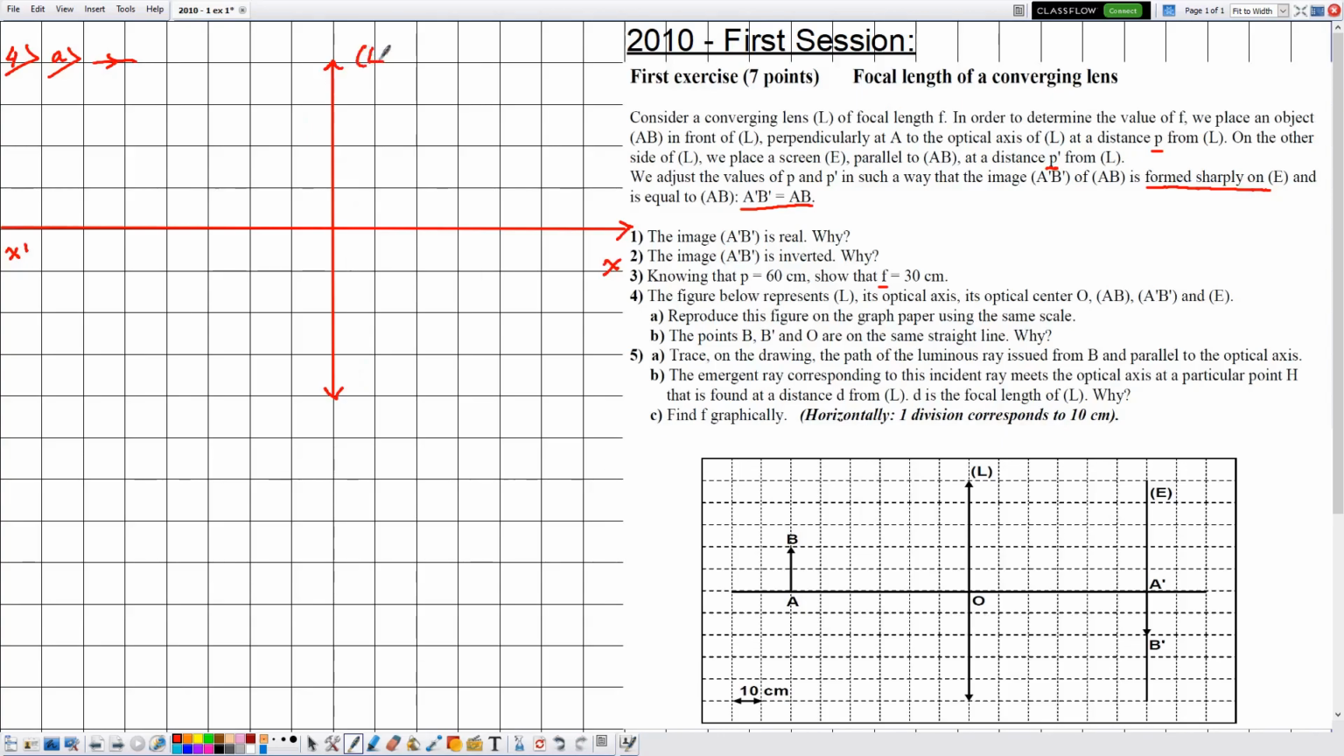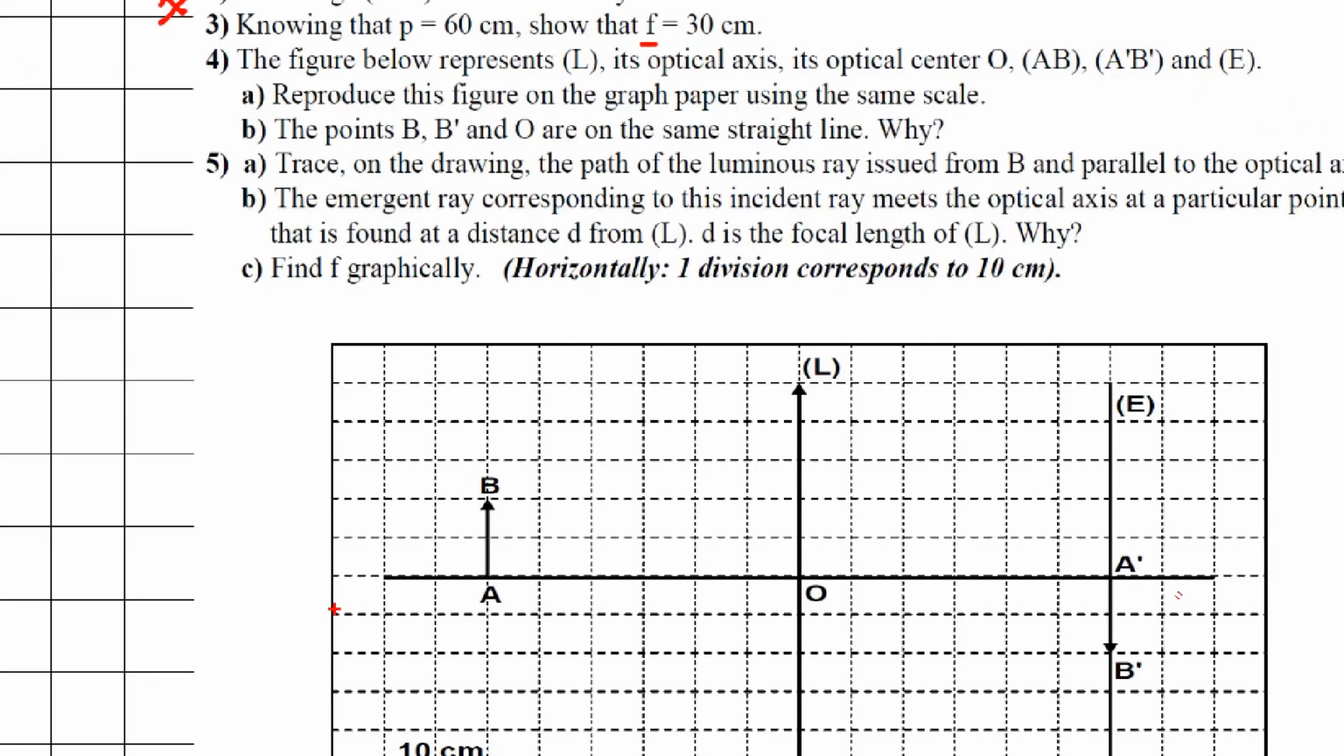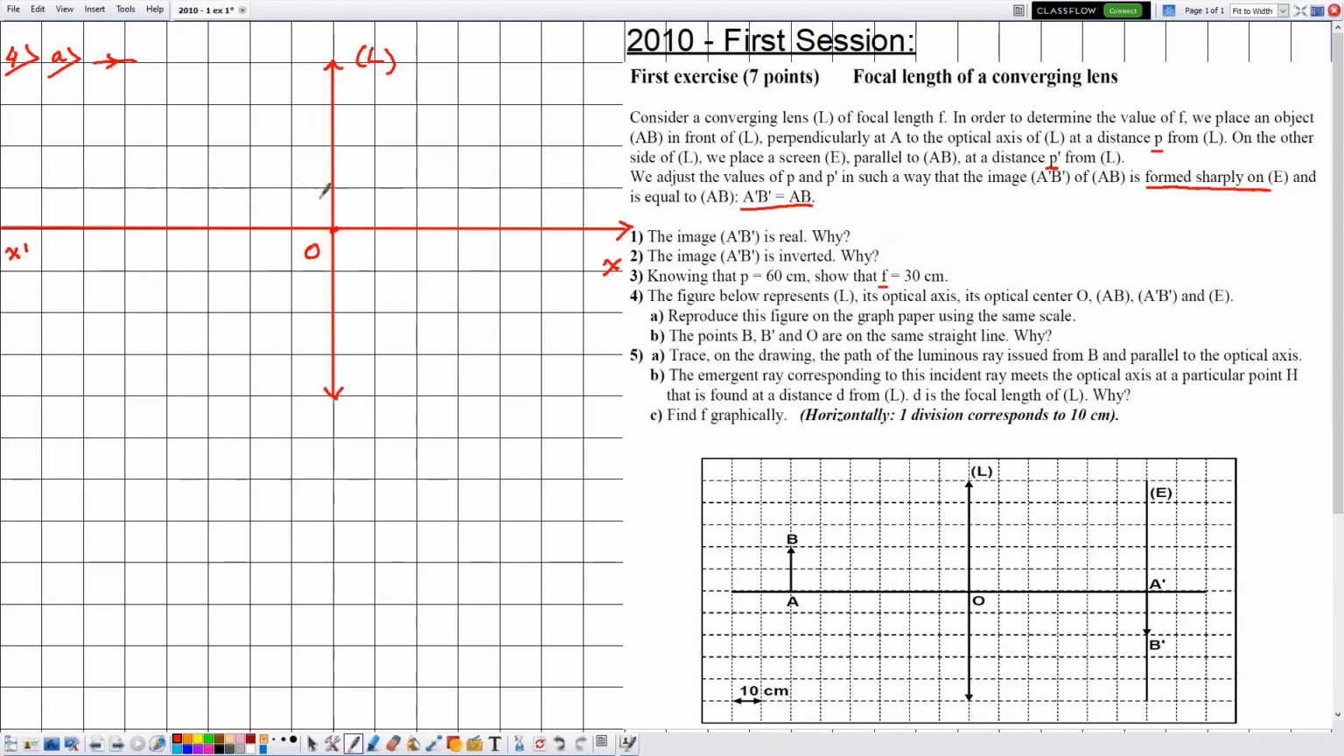This is the lens L, and the intersection between the optical axis and the lens L is the optical center O. Now the point A is located on the optical axis in front of the lens by 1, 2, 3, 4, 5, 6 divisions. This is the position of the point A.